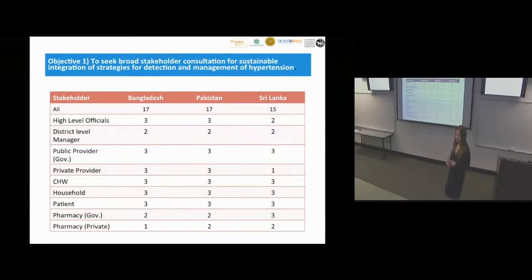So the areas you were focusing on, in Pakistan it was Karachi. Were the areas kind of similar or different? Okay, so these are rural areas. In Pakistan we were in Thatta. In Bangladesh we were in District Hangal, and in Sri Lanka we were in Kurunegala. So these are all rural areas.